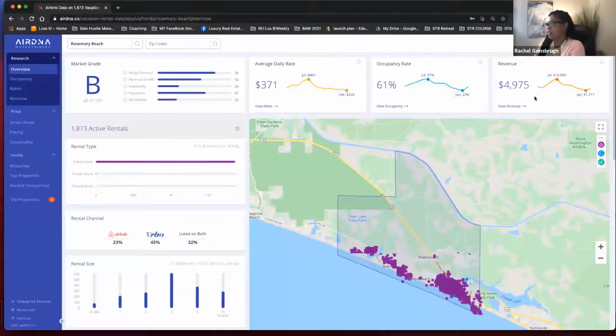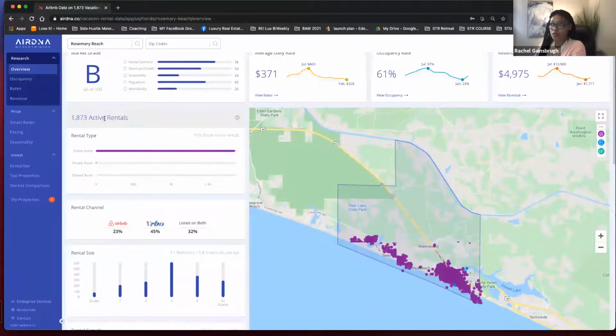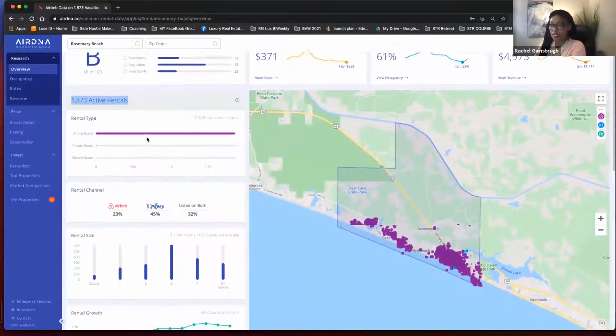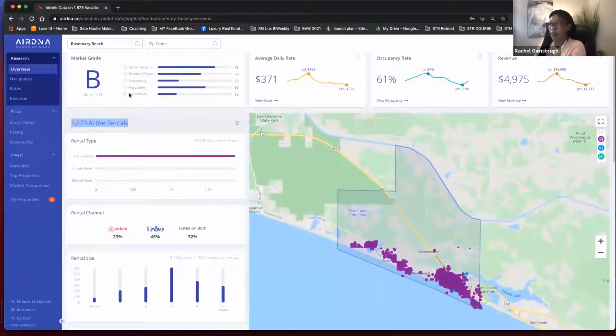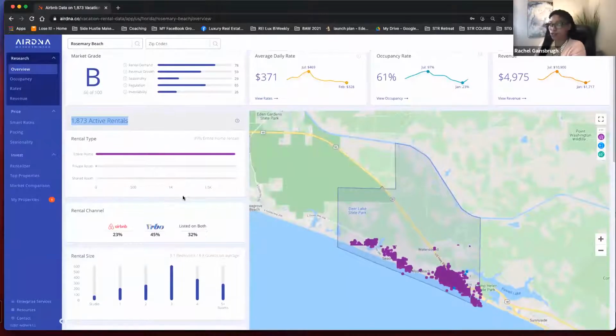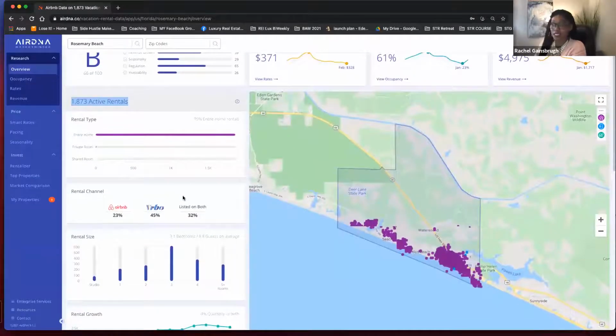And revenue, I don't take too much stock into this at all. Active rental, so this is a very, very busy market, as you can tell here. There's a lot of density here. And to be honest with you, so far, I haven't seen anything that is too of interest.